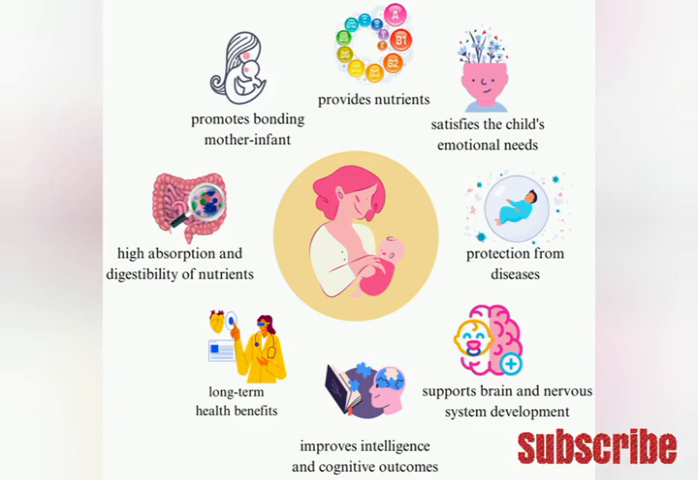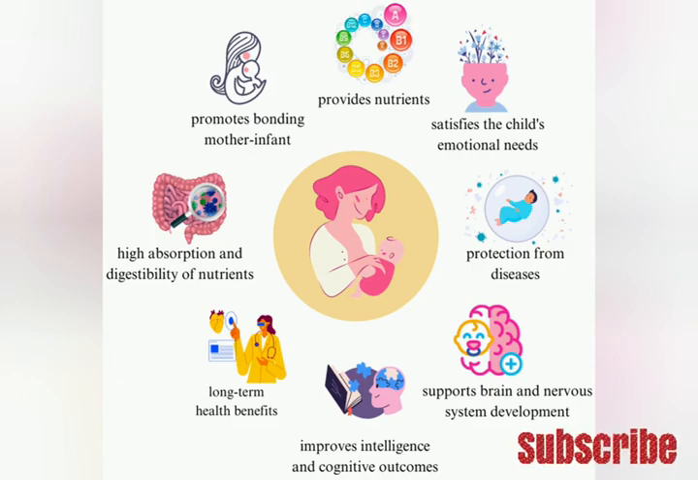Second, breastfeeding. Babies should be exclusively breastfed for the first 6 months of life. No water, no cow's milk, no food, only breast milk. After 6 months, breastfeeding should continue, but with the addition of other foods, up to 2 years or even more.